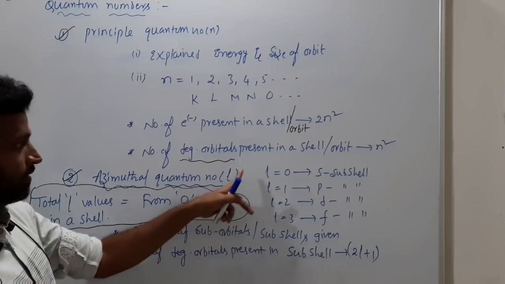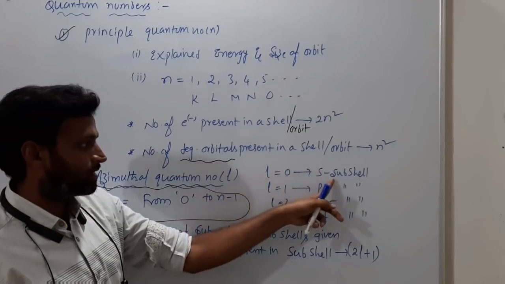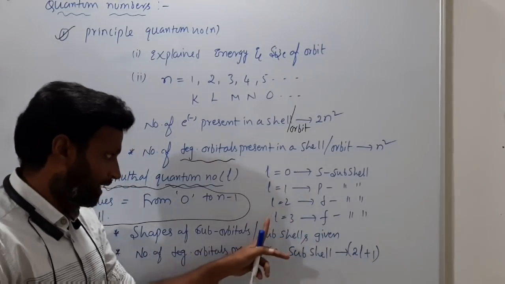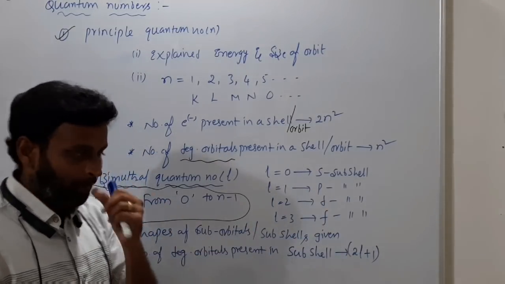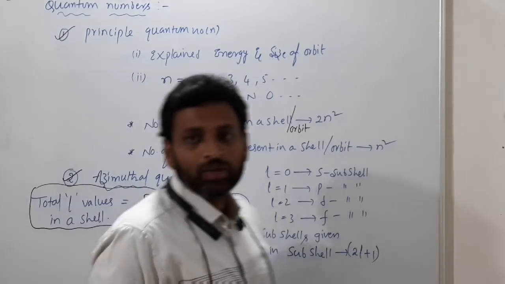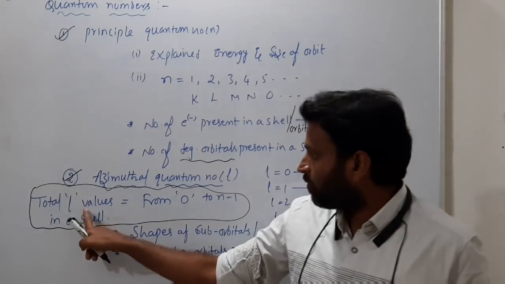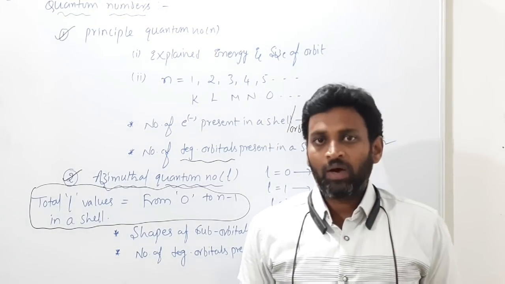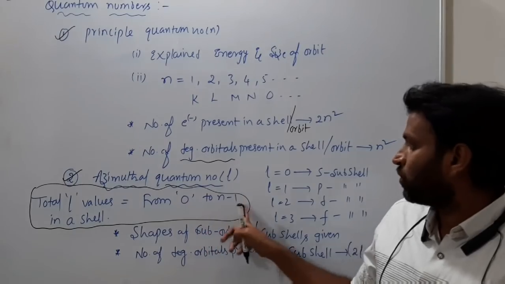And the azimuthal quantum number is represented with a small l. If l is 0, it is an s subshell; if l is 1, a p subshell; if l is 2, a d subshell; if l is 3, an f subshell. How do we find the total number of l values in a particular shell? They run from 0 to n minus 1.